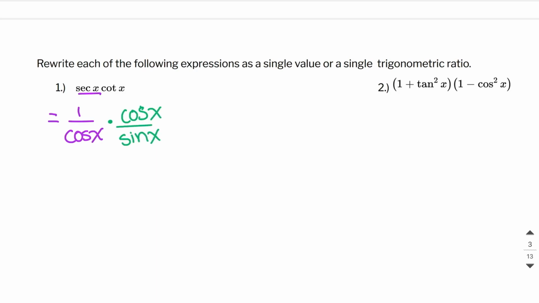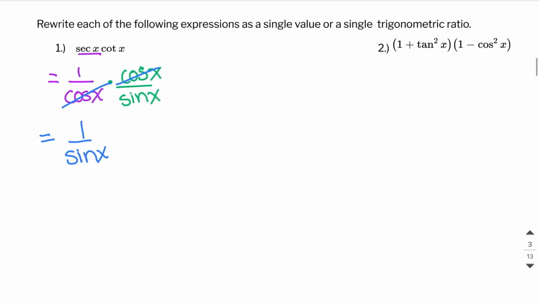And we can simplify this because if I have cosine of x in the numerator and the denominator, they both would divide out. I'm not changing it. I'm not doing any type of operation to change this expression. I'm just simplifying it. And then I end up getting 1 over sine of x. And then as a single trig ratio, we know that 1 over sine of x, the reciprocal of sine of x, is cosecant of x. And I'm done with question number 1.